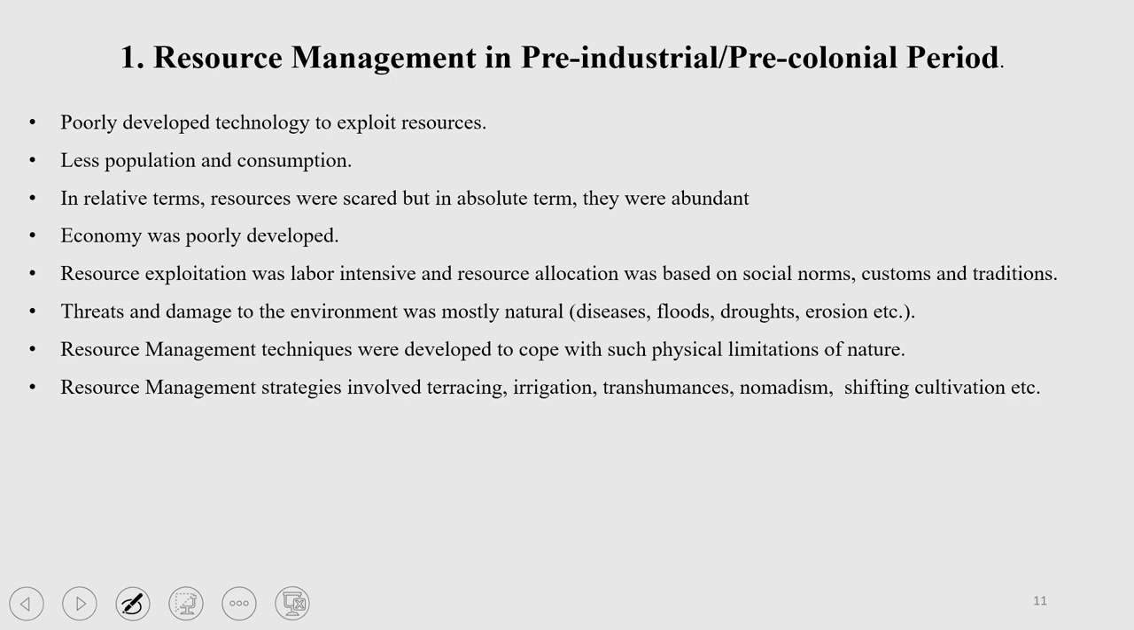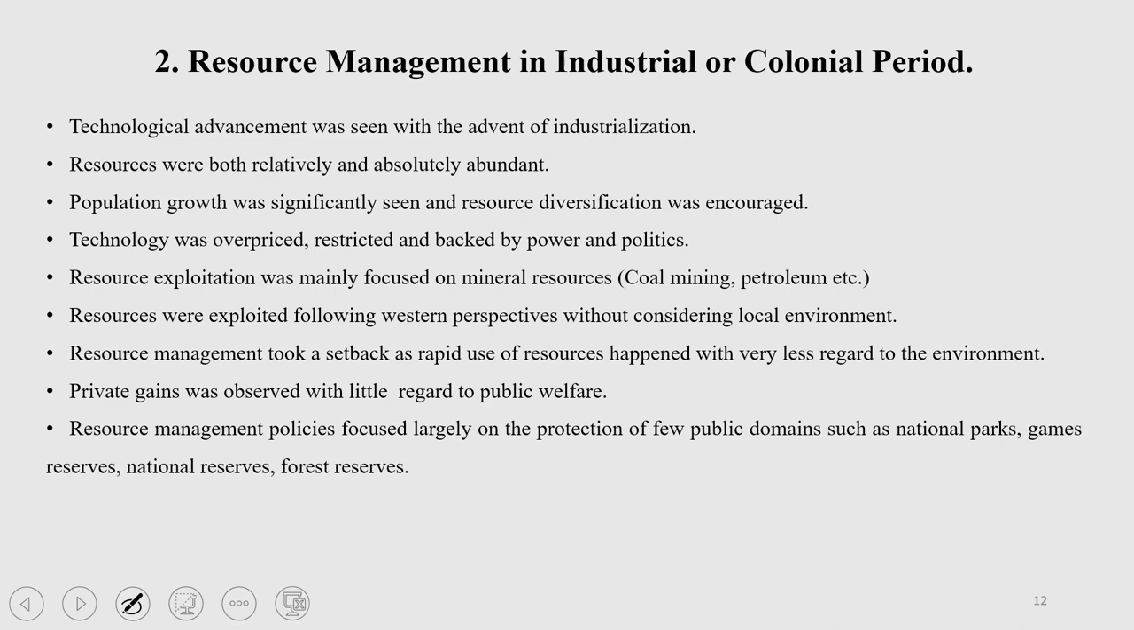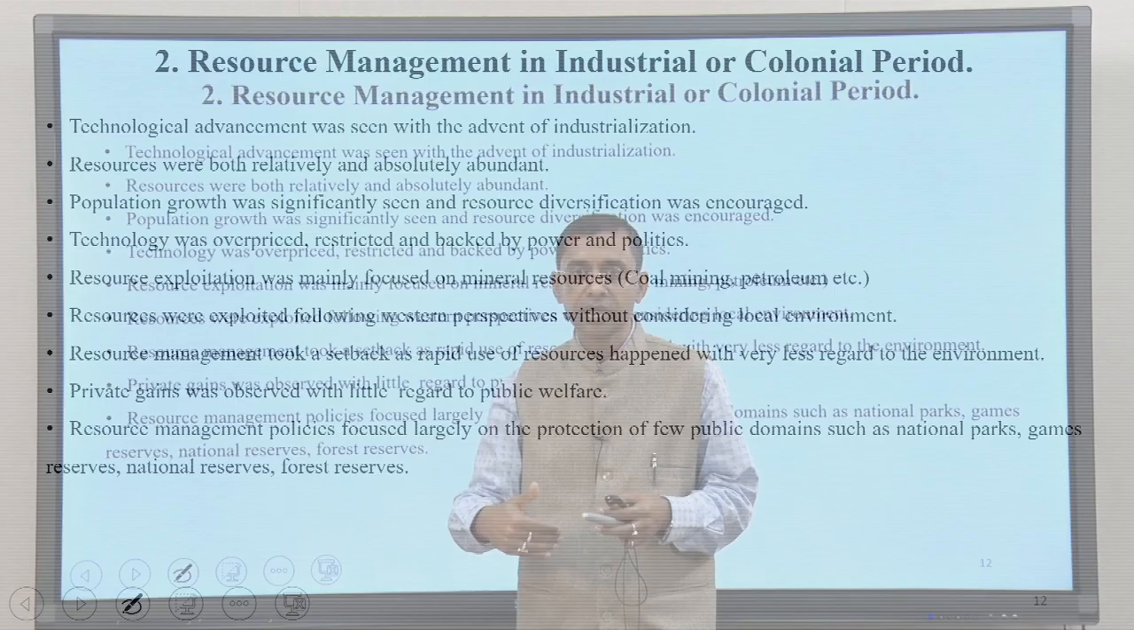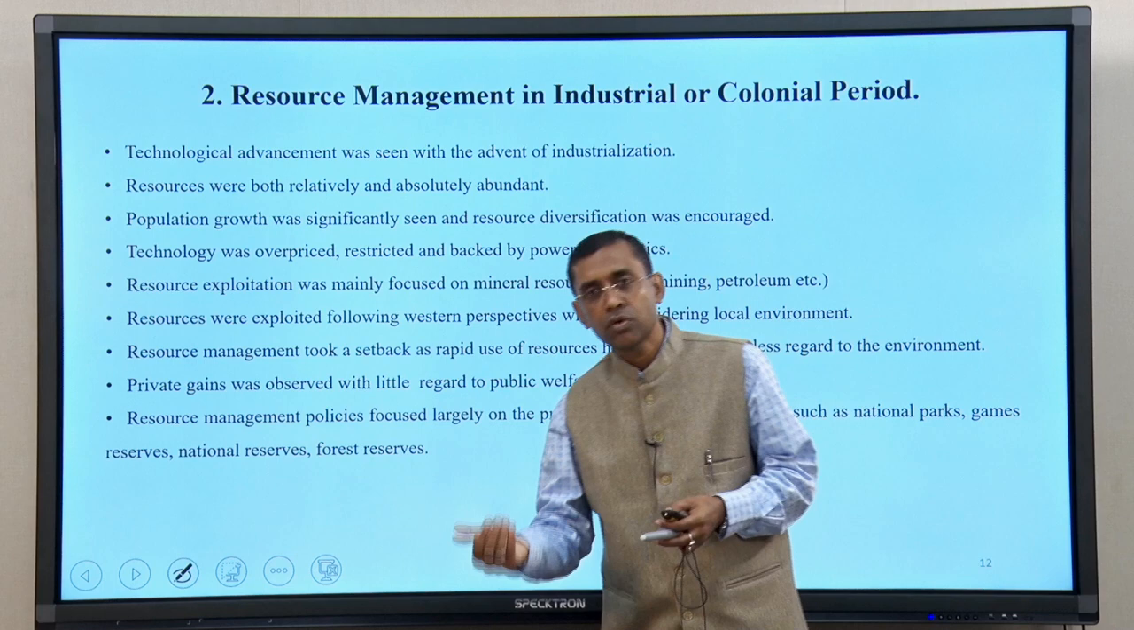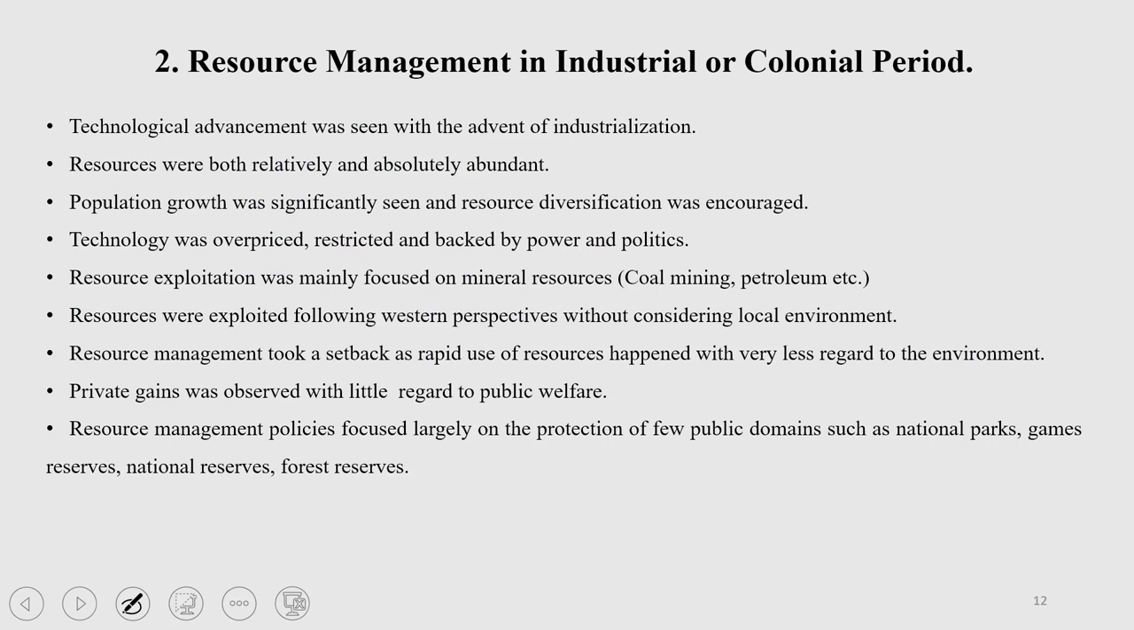Then the industrial or colonial period. Technology advancement was definitely seen, because when the colonial period starts, obviously the invaders came here and found a lot of resources, and the majority of them were unutilized. So definitely they brought in some technologies for their own benefit, and they started utilizing those technologies for exploiting the resources available in plenty. Resources were both relatively and absolutely abundant in that period. And when the industrial period starts, utilization of resources went up, and you also see a population increase. Resource exploitation was mainly focused during that period on mineral resources: coal, gold, petroleum, you name it.